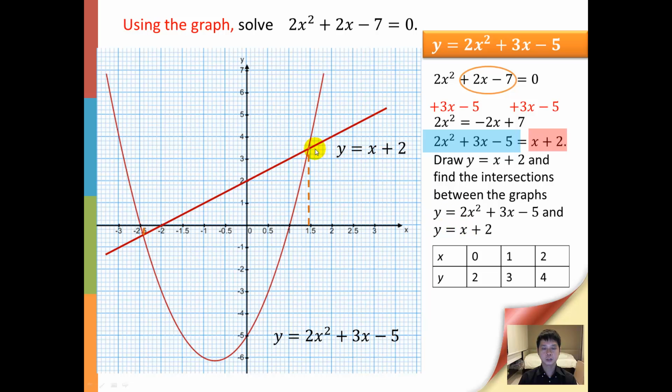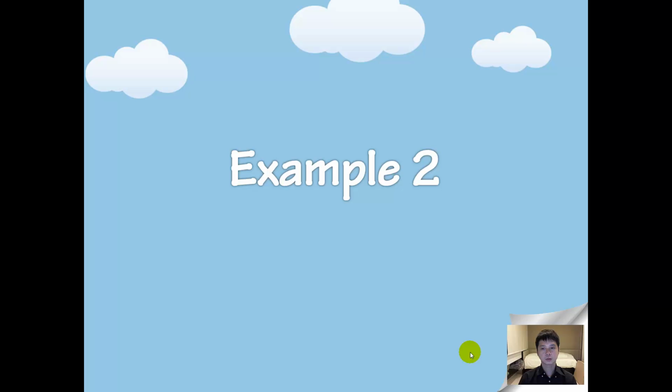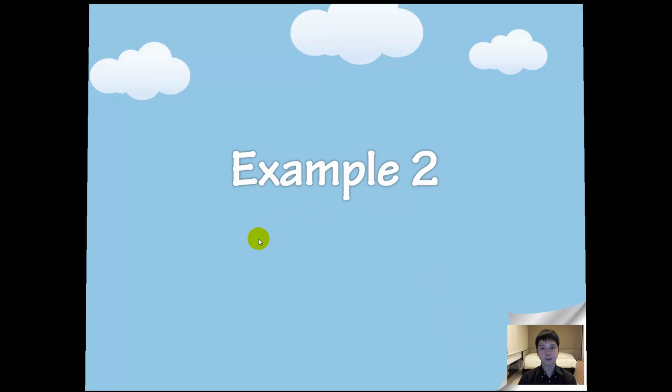Finally, the intersection points between y equals to 2x squared plus 3x minus 5, which is the curve here, and y equals to x plus 2, which is the straight line here, will be x equals to negative 2.4 or x equals to 1.45. We shall now look at another example.